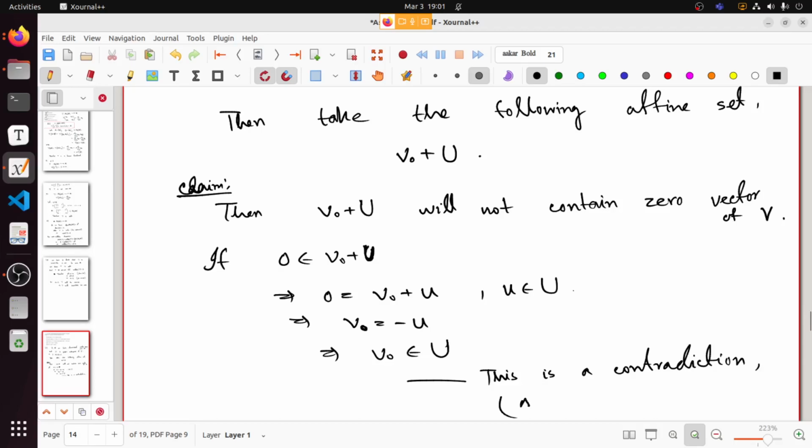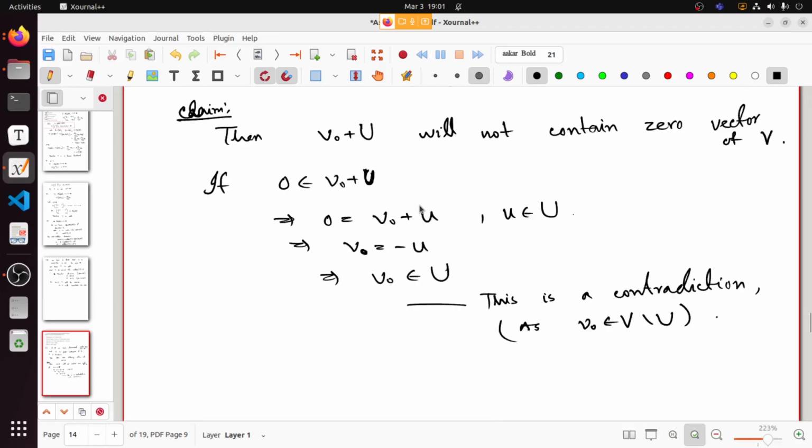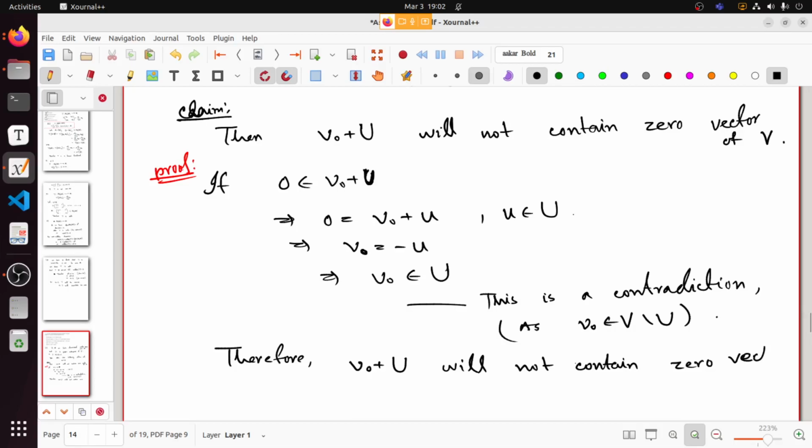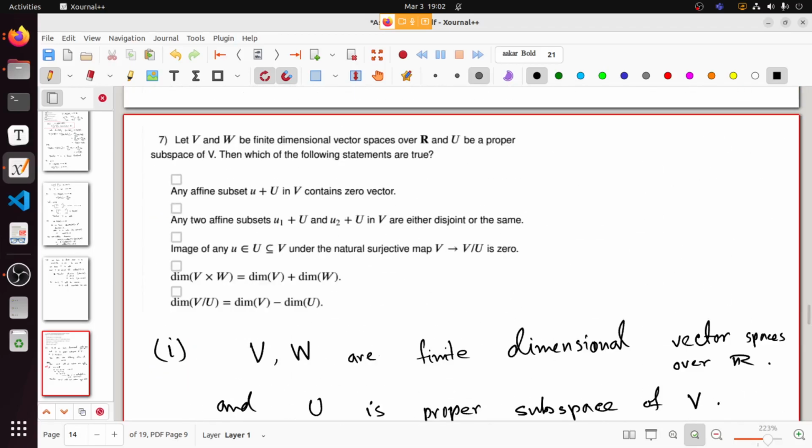Contradiction as V naught belongs to V minus u, right? So V naught plus u will not contain any zero vector. So we are done. Therefore V naught plus u will not contain the zero vector of V. So this is the proof. So the first option is incorrect, false.